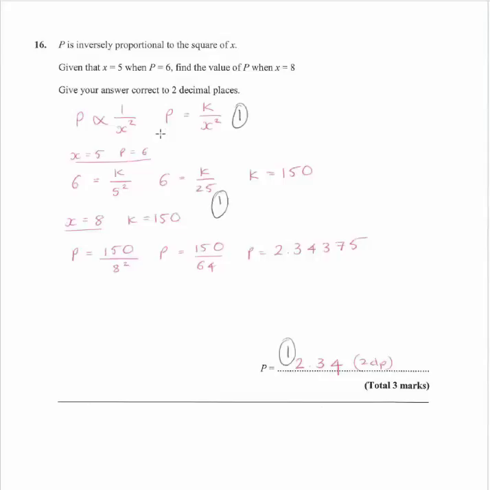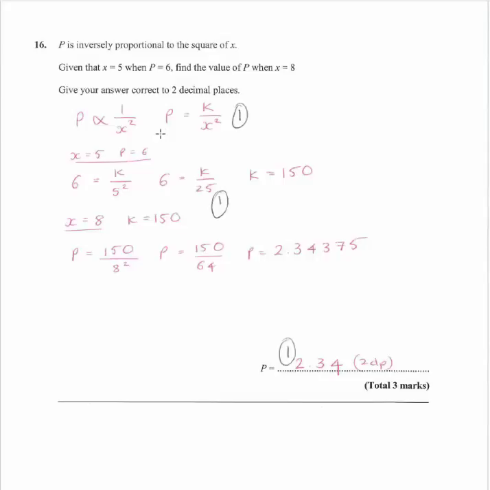First of all, p is proportional to 1 over x squared because it says inversely proportional. That's 1 over x squared. Do that: P equals k over x squared. Just get a mark for doing that. P equals k over x squared.